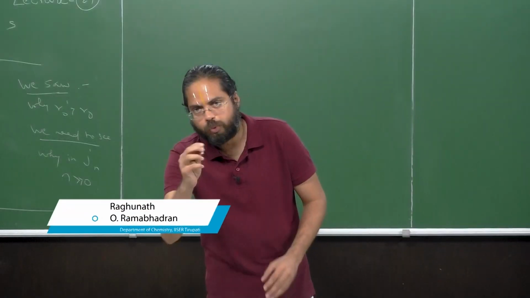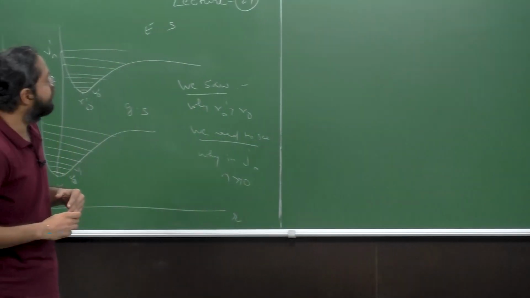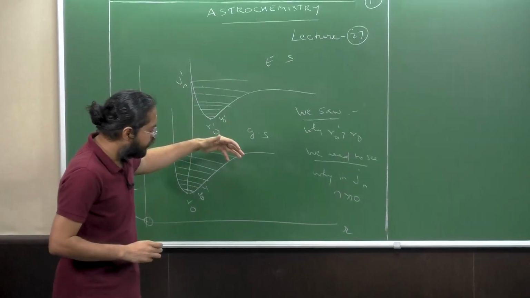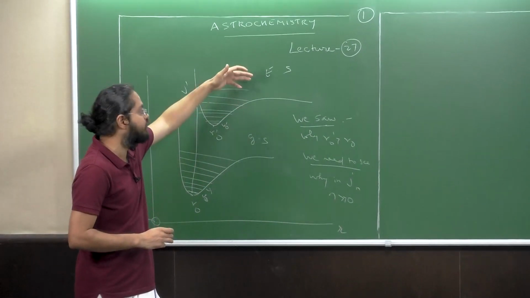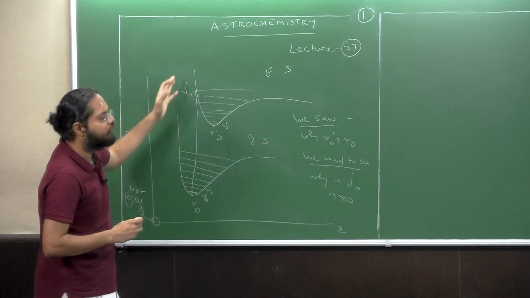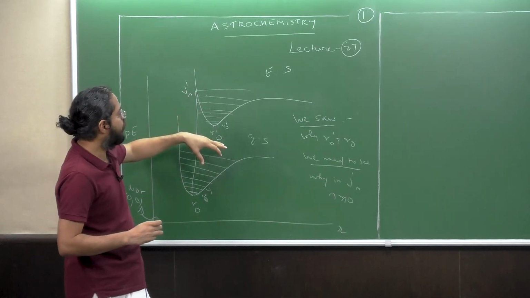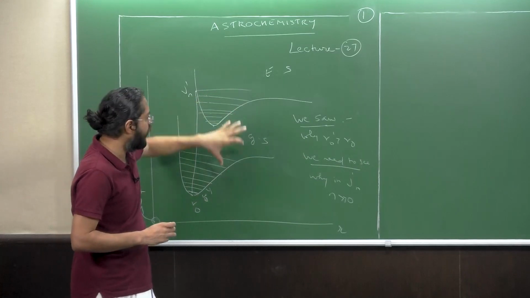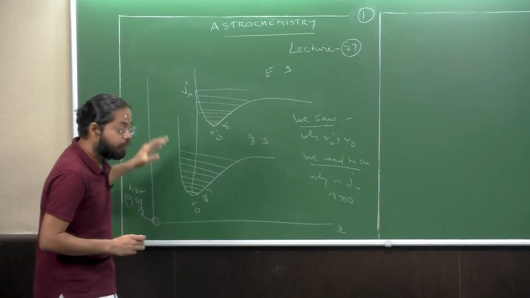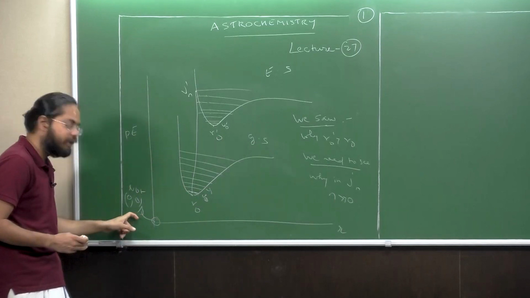Hello all, welcome to Astrochemistry. This is lecture 27. In the previous lecture, we were discussing the simplified potential energy surfaces of the ground state and excited electronic states of a diatomic molecule. And I had given you this example. This is a typical example of how the excited electronic state and the ground electronic state look when we plot the potential energy of the system as a function of R, noting that this point is clearly not the origin.